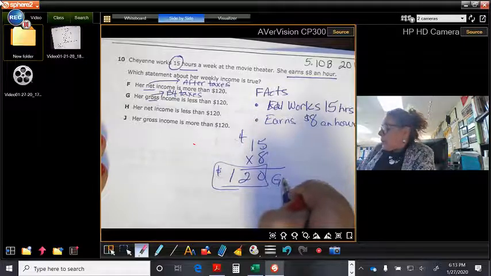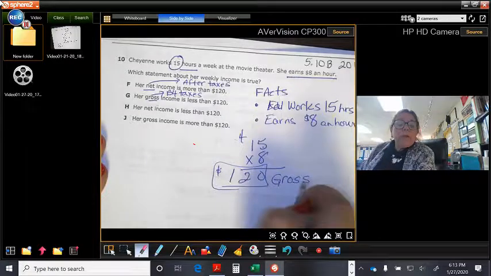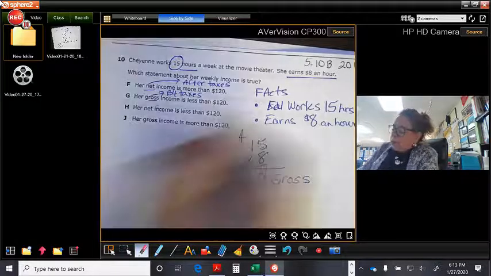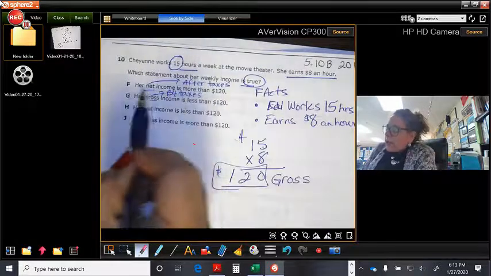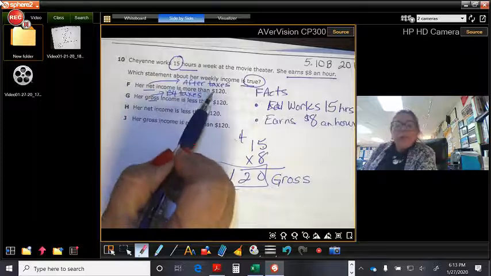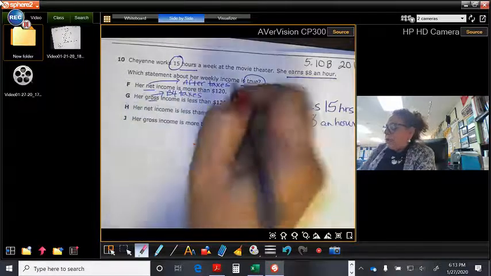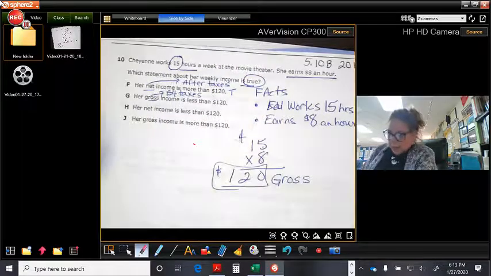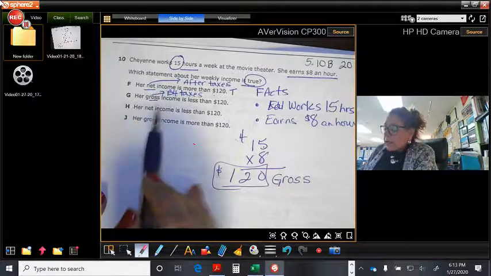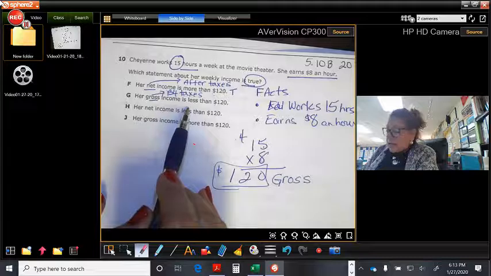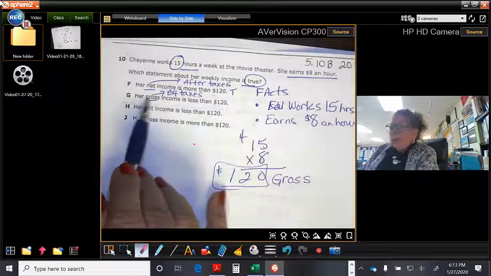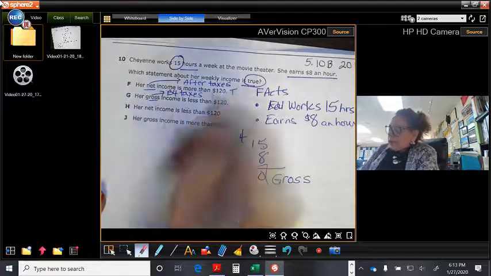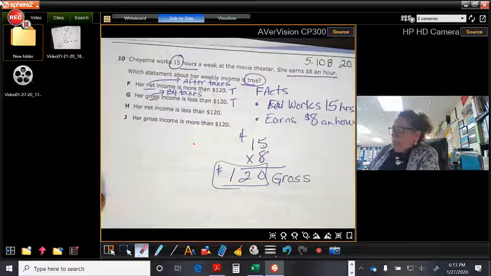Is that net or gross? Very good. It's gross. This is before taxes. So which one is going to be a true statement? Because we want to know what is true. Her net income, which is after taxes, is more than $120. That's not even a true statement. How can after taxes be more than $120? It's not possible, right? Her gross income is less than $120. Well, before taxes, can she have less than $120? No, that's not possible either.